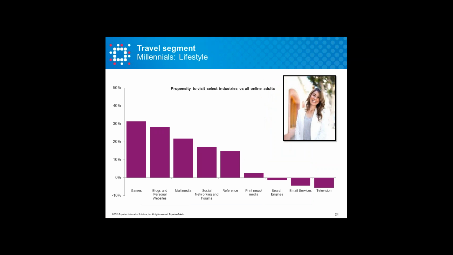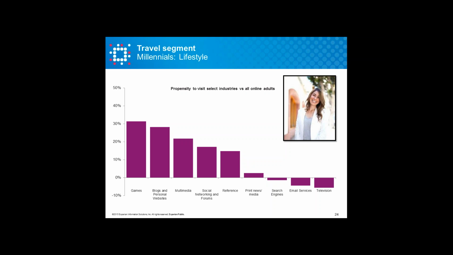So based on this, now we know that millennials are heavily dependent on mobile devices, and we know the right messages. We just need to use this when we're communicating in the specific channels and deciding what we should be using. In this instance, we were able to see that they had a high propensity to visit gaming sites, blogs, multimedia such as YouTube, social networking and forums, Facebook and the like, but they were less likely to visit email services, TV sites, and search as a result.